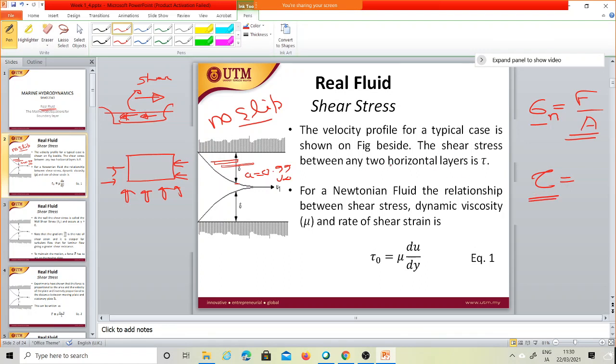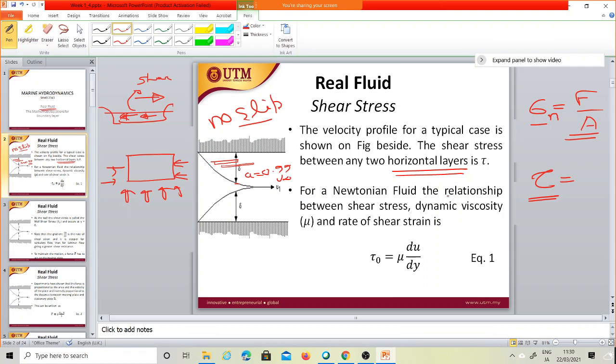So the shear stress between any two horizontal layers is tau. Layer means the layer of fluid, and if you consider the boundary layer, we can consider it consists of a number of horizontal layers that try to slide over each other, right? Of course it cannot slide without any effort, because it's a no slip condition. It has the viscosity, it has the friction, so it needs some additional force. If you divide that additional force by the contact surface area, we will get the shear stress. So let's consider the shear stress between any particular two horizontal layers is tau.